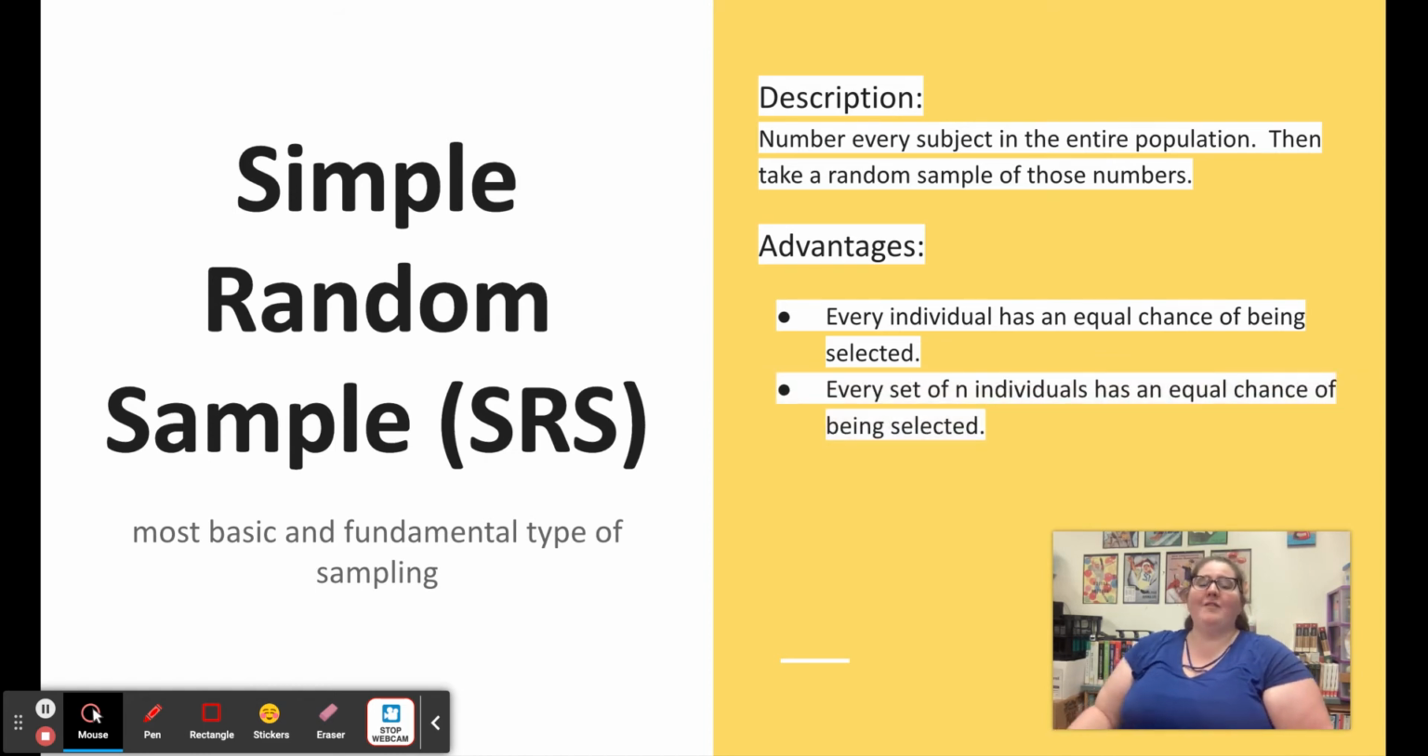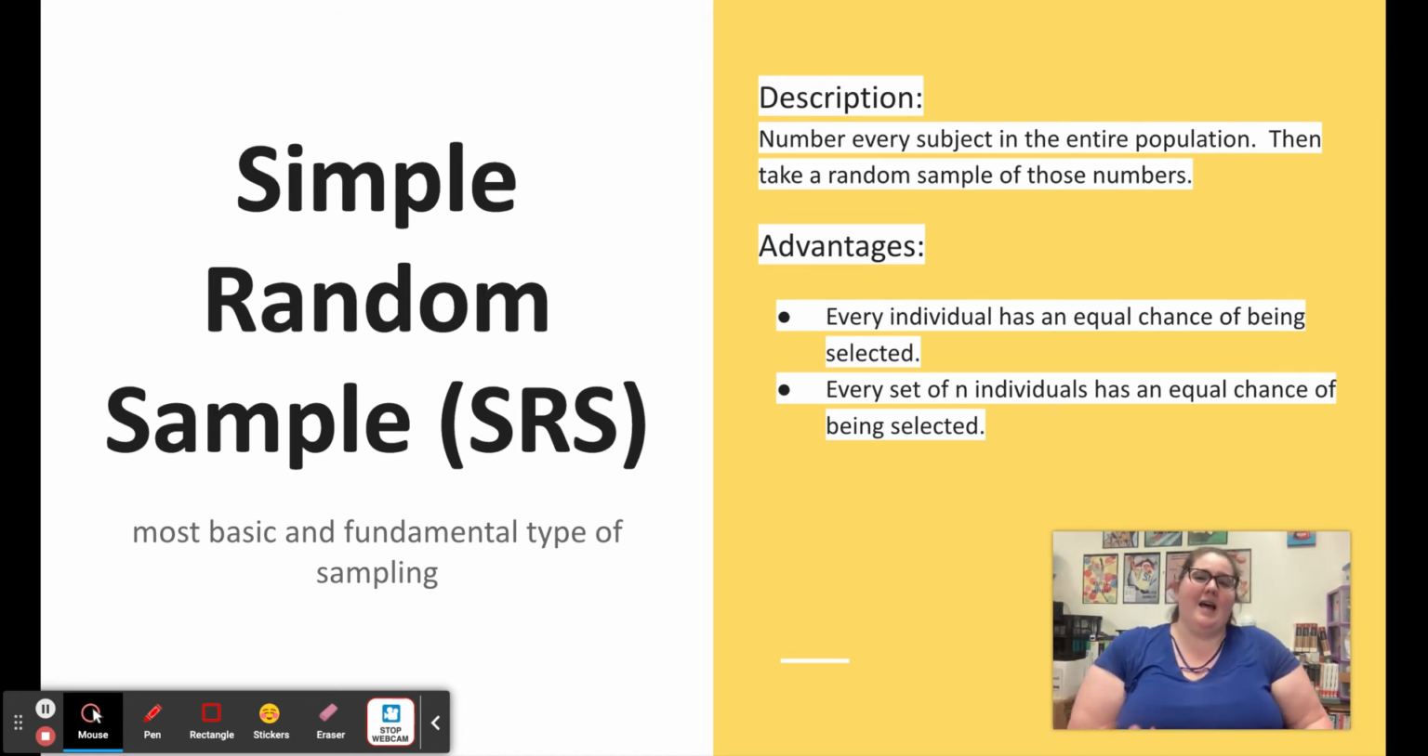Also, every set of N individuals has an equal chance of being selected. So every group of subjects has the same chance as any other group. Any combination of subjects from a population has the same chance. This one's a little bit more complicated to understand or explain, but think of it as if I were going to pick a group of 10 people from a class of 30, right?